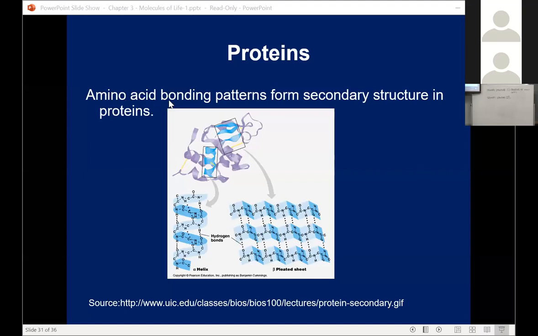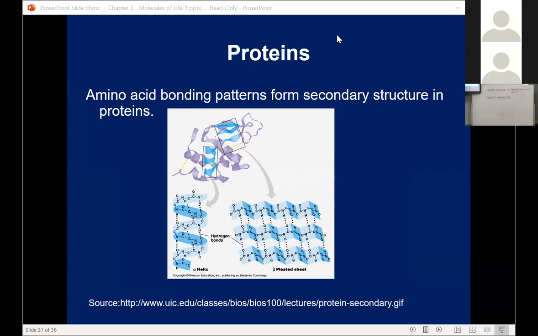Okay, then there's secondary structure. Okay, so secondary structures are areas of the protein. These are localized structures stabilized by hydrogen bonds. So amino acid bonding patterns can form secondary structure in proteins. There are two types of secondary structure, alpha helices and beta pleated sheets.